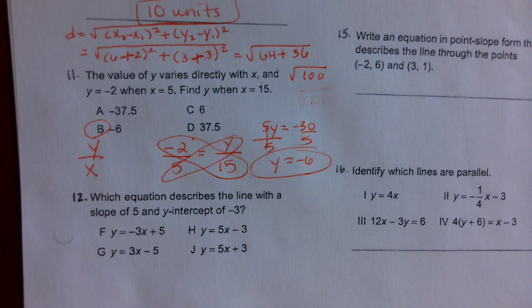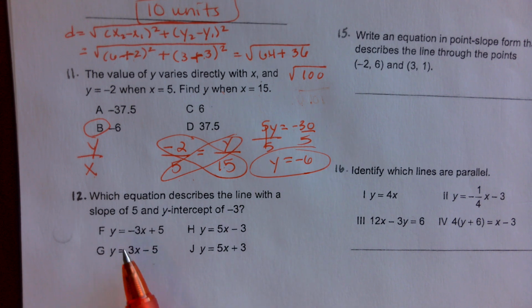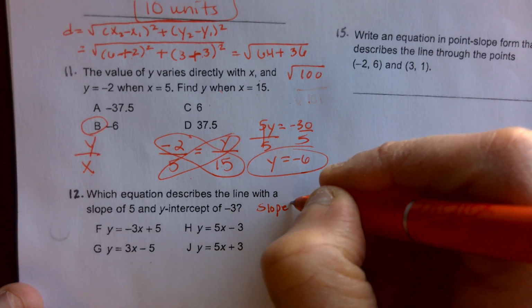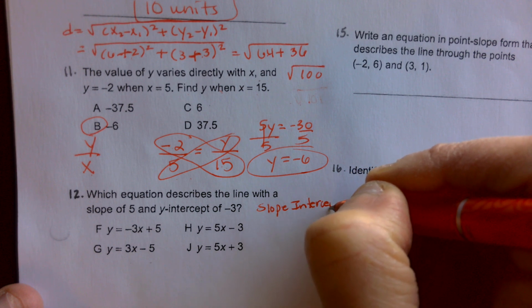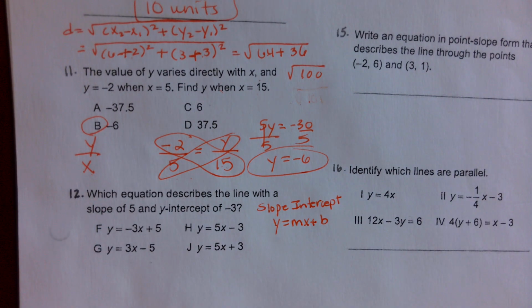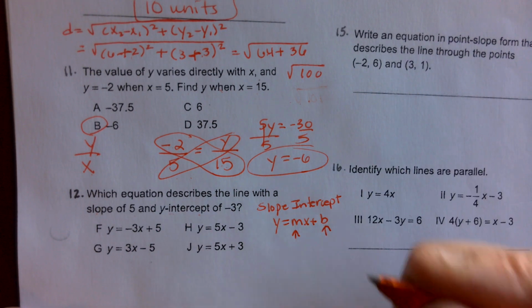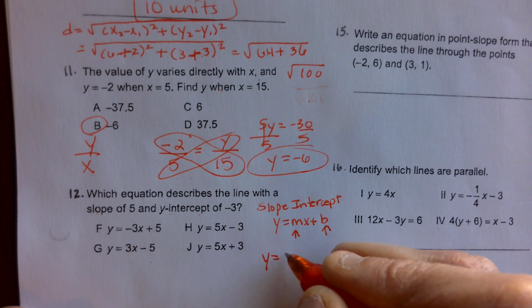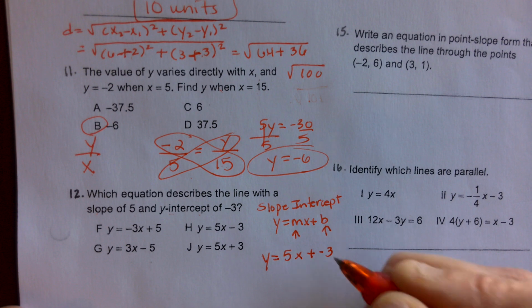Okay. Which equation describes the line with a slope of 5 and y-intercept of negative 3? When you look down here, what form are these all in? Slope-intercept. They're all in that form, slope-intercept, y equals mx plus b. So this is pretty straightforward. They gave you the slope of 5, and remember the m is your slope, and they gave you the y-intercept of negative 3, and b is your y-intercept. Not your x, your y. So it's y equals 5, I'm just substituting, plus a negative 3.